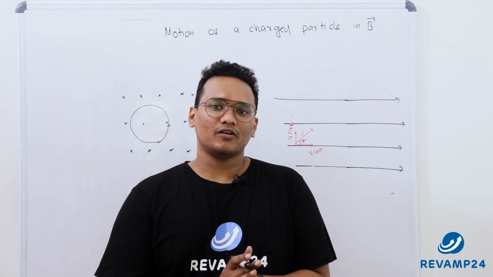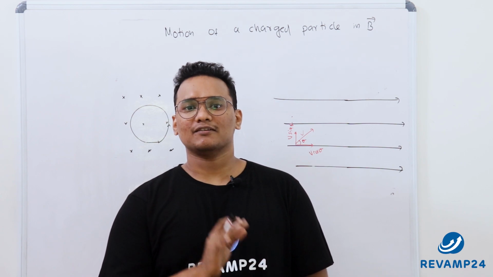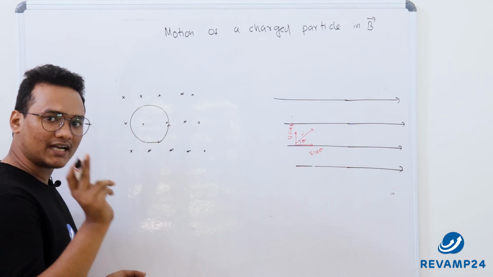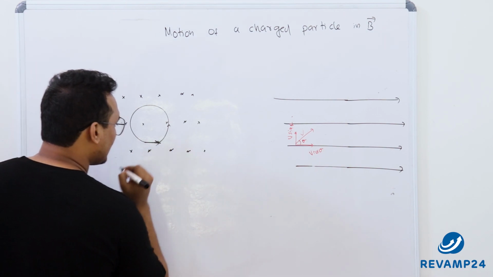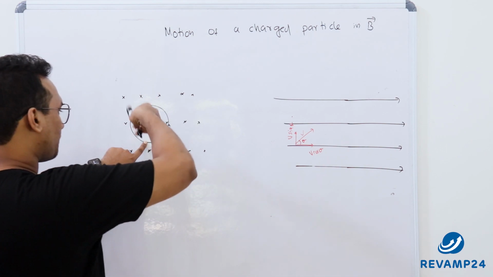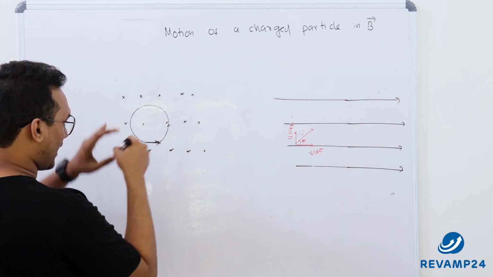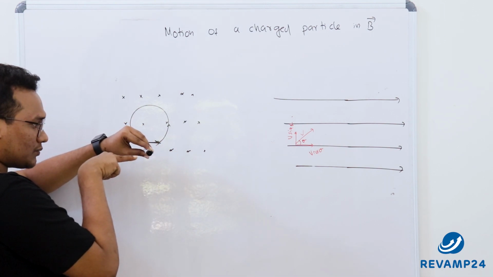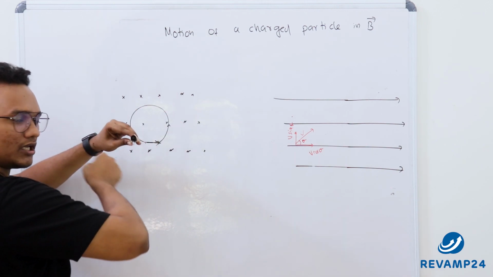In the last video, we saw the force exerted on a moving charge by a magnetic field. That was the scenario where the charged particle was moving in a direction perpendicular to the magnetic field. That is only one case, right? So we have the magnetic field into the plane and the charged particle moving in this direction, so it was able to have a continuous circular path.